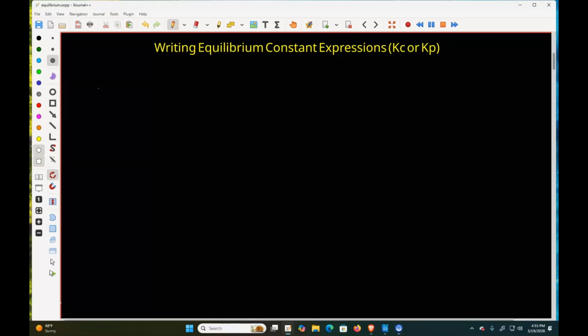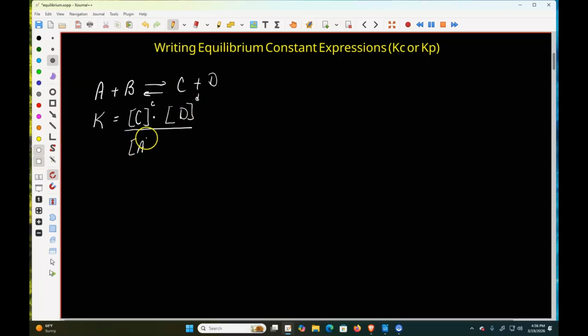For a general reaction, A plus B gives C plus D. The equilibrium constant expression of K, also known as the mass action equation, can be written as the products over the reactants. So we'll say the concentration of C, so I put square brackets around the C, raised to the coefficient of C, times the concentration of D, raised to the coefficient of D, over the concentration of A, raised to the power of A, times the concentration of B raised to B. So it's always products over reactants.